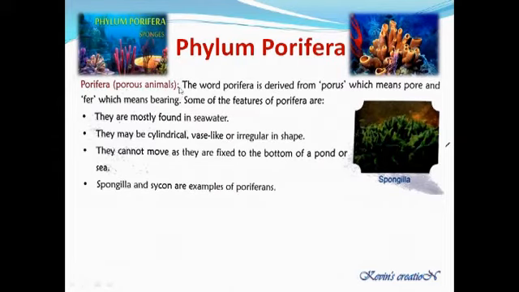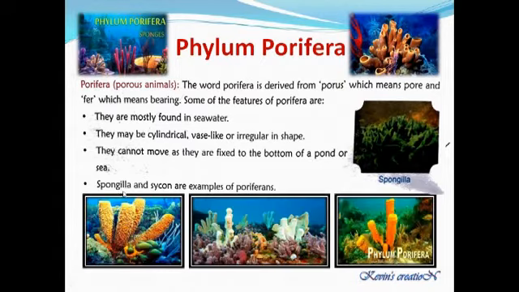Porifera, these are the porous animals. The word Porifera is derived from porous, which means pore, and fer meaning bearing. So animals bearing the pores are called Porifera. They are mostly found in sea water. They may be cylindrical, vase-like or irregular in shape. Most interesting thing about them is they cannot move, as they are fixed to the bottom of a pond or a sea. Examples are Sycon and Spongilla. So these are very beautiful organisms. They are marine. You can find them in sea water.